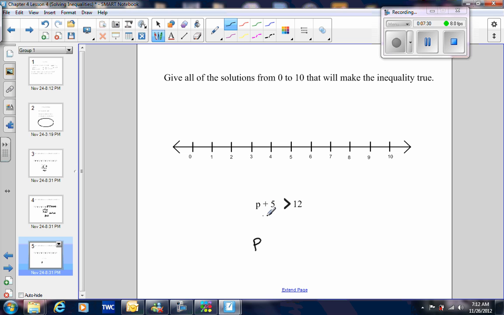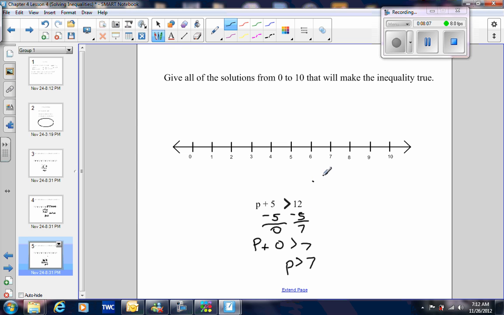I'm going to subtract 5, which would make 0. So that would have P plus 0. So adding nothing to P, greater than. Can't just do this minus 5 to one side and not the other. I have to do it to both sides. So P plus 0 is greater than 7. So P is greater than 7.